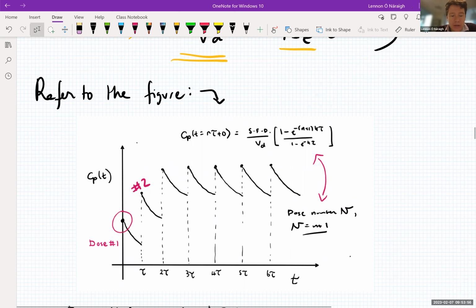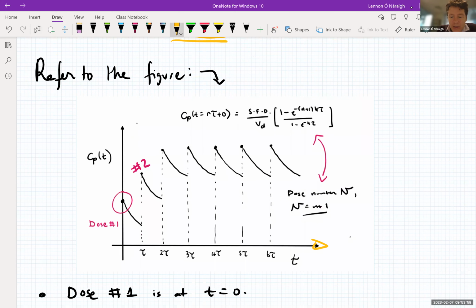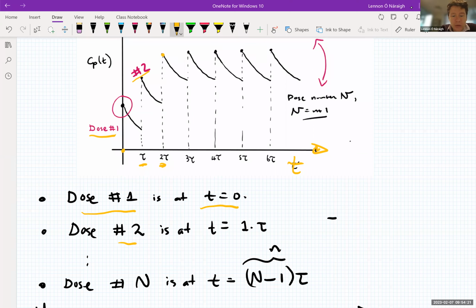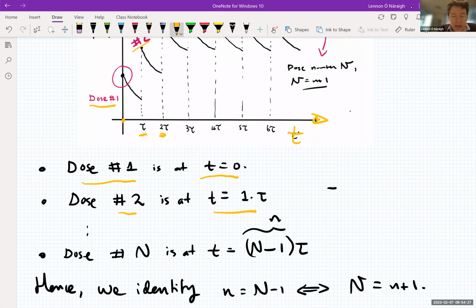The ambiguity about the labeling on time versus the labeling on doses. So have a look at this figure here. I'm plotting t on the horizontal axis and the plasma concentration on the vertical axis. Dose number 1 is delivered at time 0. Dose number 2 is delivered at time tau. Dose number 3 at time 2 tau, and so on. Guessing the pattern, dose N would be delivered at time t equals (N minus 1) times tau.